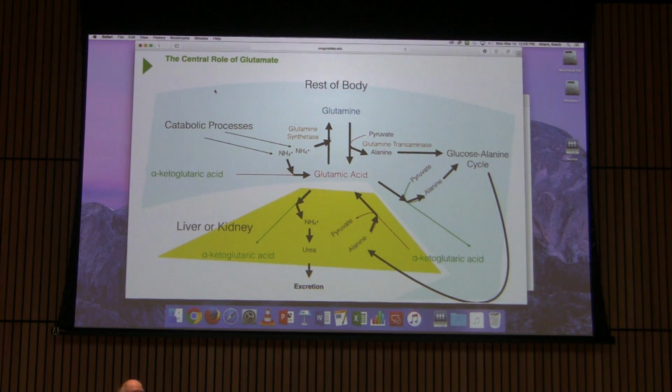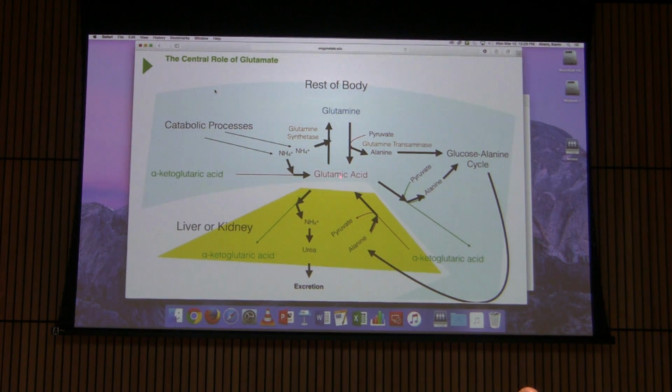Why do we go back to glutamic acid? Because it's through glutamic acid that we can now split off ammonium. That can be one of the sources of ammonium here. Why do we care about ammonium here? Because we need ammonium to make urea. When we make urea, this can be dumped out through the kidney into the urine and is excreted from the body.